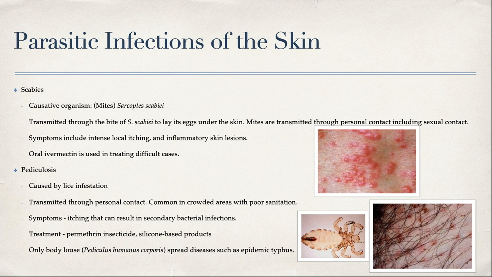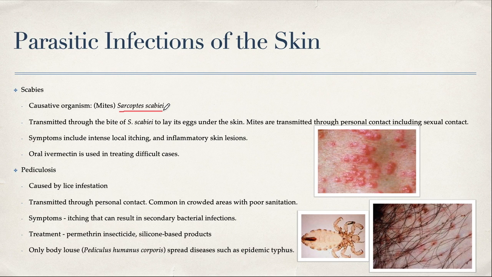Parasitic infections of the skin. We'll talk about scabies, which is caused by mites. Its scientific name is Sarcoptes scabiei, and it's transmitted through the bite of the mites. Once it lays its eggs under the skin, the mites will continue to metamorphose in the skin, and that's how the symptoms present. Mites are transmitted through personal contact, including sexual interactions. The symptoms include itching and inflammation. Ivermectin is very effective in treating them.